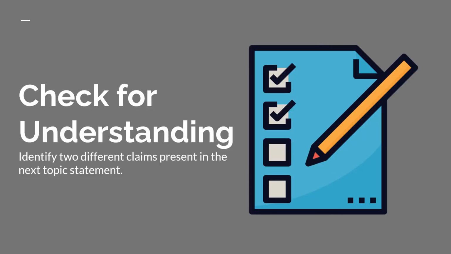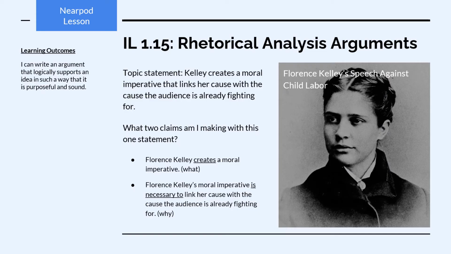Let's pause for a quick check for understanding. See if you can identify the 2 different claims I'm making with the next topic statement. In this topic statement, I'm claiming that Florence Kelley creates a moral imperative. That's my what claim. And I'm also claiming that Florence Kelley's moral imperative is necessary to link her cause with the cause of the audience, the cause that the audience is already fighting. That's the claim for my why argument.